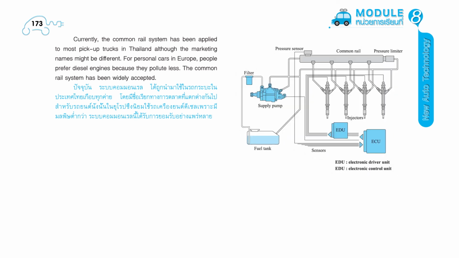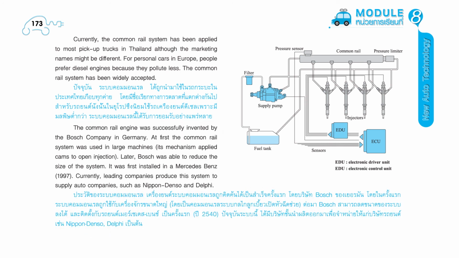Page 173. Currently, the common rail system has been applied to most pickup trucks in Thailand, although the marketing names might be different. For personal cars in Europe, people prefer diesel engines because they pollute less. This common rail system has been widely accepted.